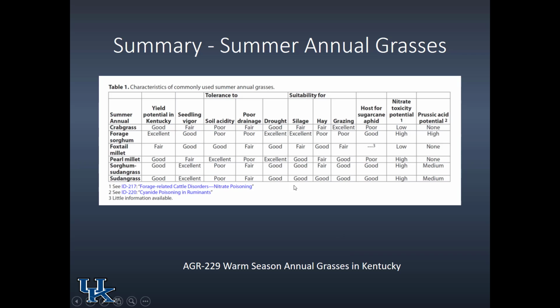You'll notice the species on the left-hand side, from crabgrass all the way down to Sudan grass, and the characteristics along the top. Now, of course, today we're going to focus a lot on nitrate toxicity potential and the prussic acid potential. But you can also see some of the other characteristics such as suitability for silage or hay or grazing for all of these species. So let's move on.